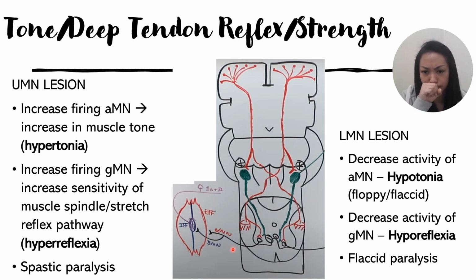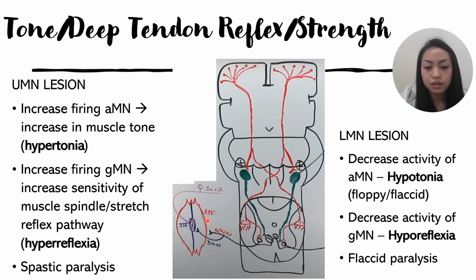Let me say that again. There are two types of lower motor neurons: alpha motor neurons and gamma motor neurons. Alpha motor neurons go to the extrafusal fibers, which when stimulated contract and shorten the muscle for muscle movement. The gamma motor neurons go to the intrafusal fibers, which contract to generate that stretch reflex.